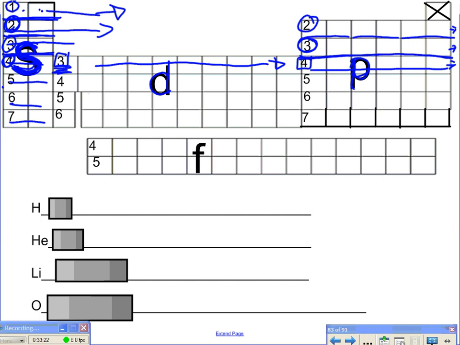Now, when you fill up the 5s and the 4d and the 5p, then we come here and we do the 6s, and then that is where we have our f block that comes in. The f block can hold 14 electrons. It is so large that it will have to fill these up after the 6s.